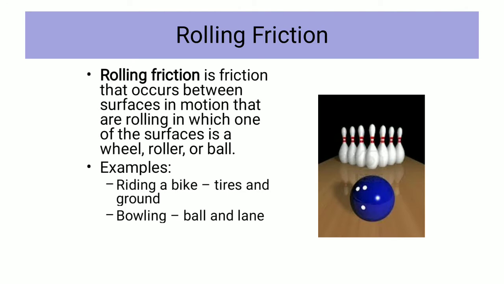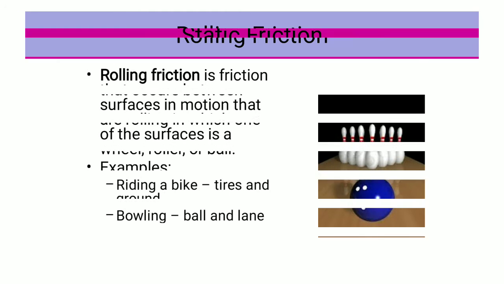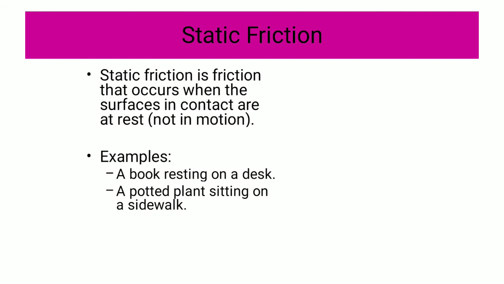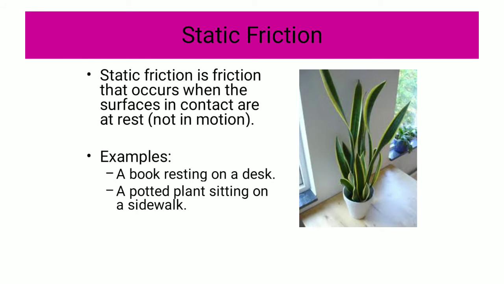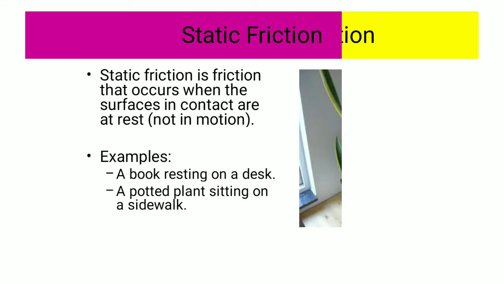Rolling friction is friction that occurs between rolling bodies. For example, rolling tires of a bike and a bowling ball. Static friction is that friction that occurs when the surface is stationary. For example, this potted plant, which is stationary, also faces some friction due to hills and valleys present between both the objects.